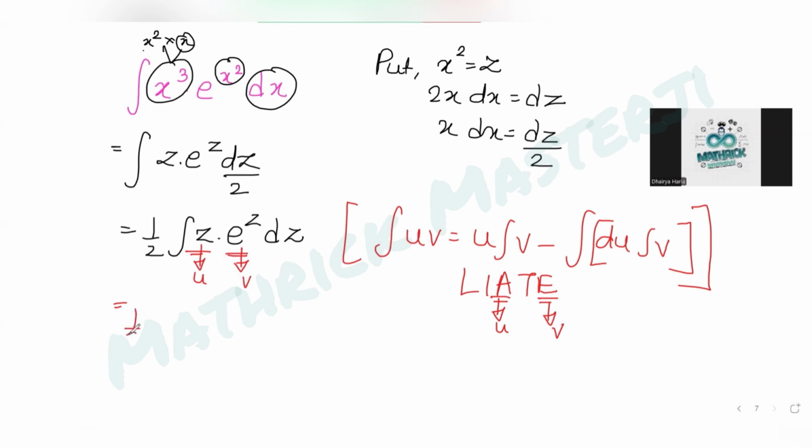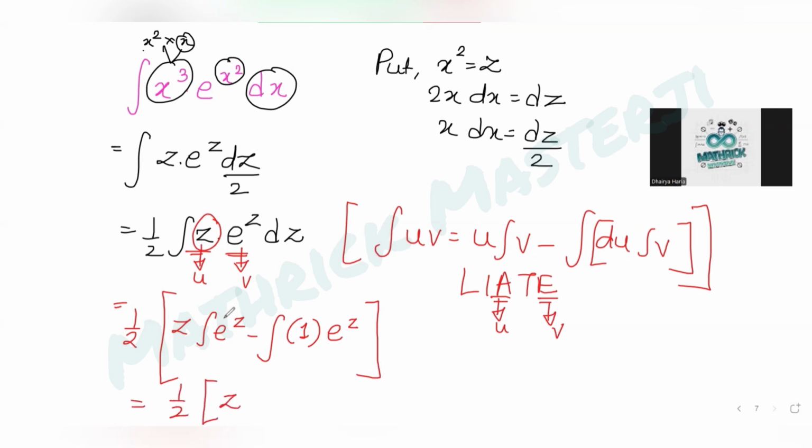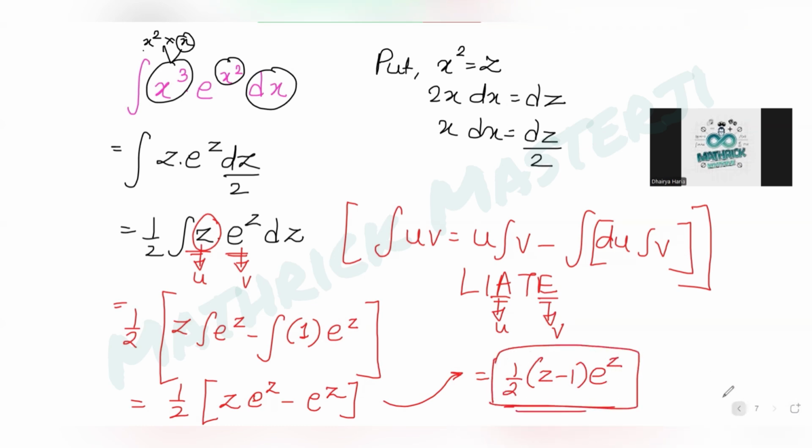So if I use that idea, half out as it is, z integral of e raised to z minus the big integral derivative of z, which is 1, and integral of e raised to z, which is again e raised to z. So here I get half z integral of e raised to z is e raised to z minus integral of 1 into e raised to z, which is integral of e raised to z, which is e raised to z. So we get from here half z minus 1 e raised to z. So that's your entire value of the integral that we have here.